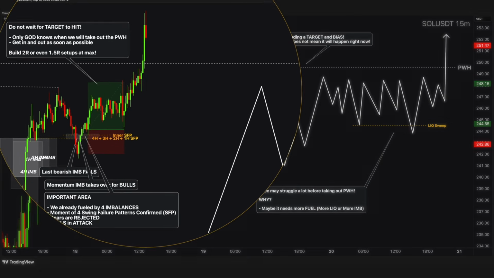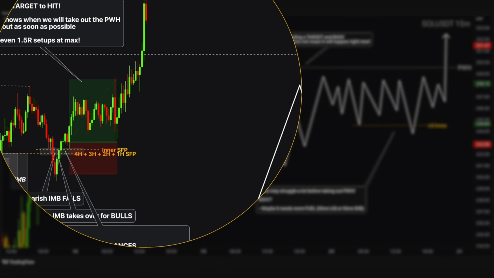Just like in this case. If you look at this chart, you will notice that after hours of consolidation, the price made a small sweep. That sweep was the last move it needed before the big hunt. It was the final piece of fuel required to push the price upward.